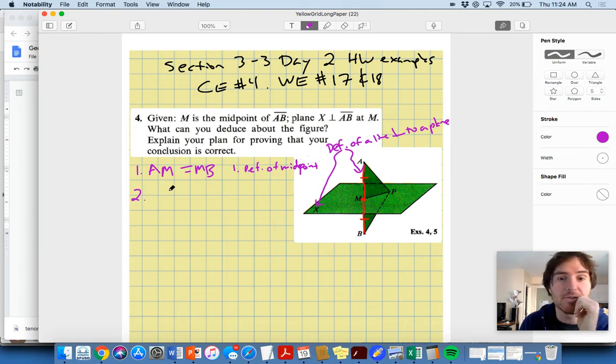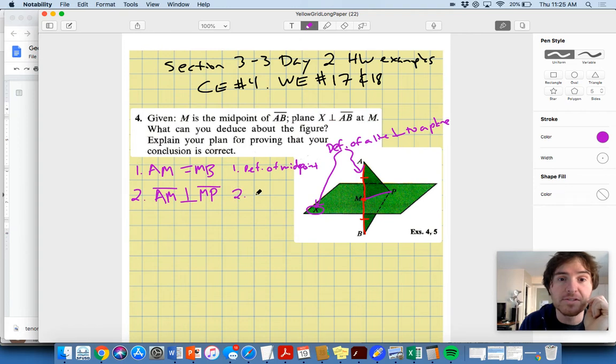We can also deduce from this given premise that plane X is perpendicular to segment AB. We can deduce that AM is perpendicular to not just plane X, but also to segment MP, because MP is on plane X. MP is a part of plane X, contained by plane X. So the line perpendicular to the plane is perpendicular to any line on that plane that intersects the line itself.